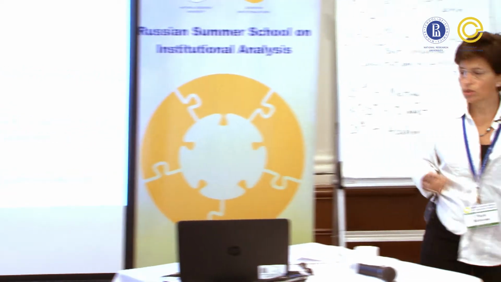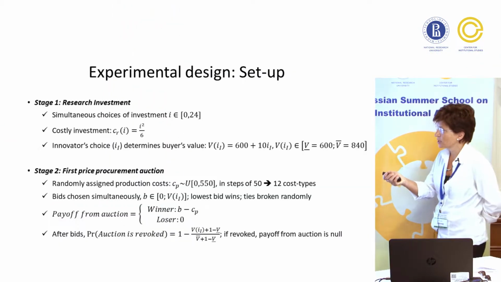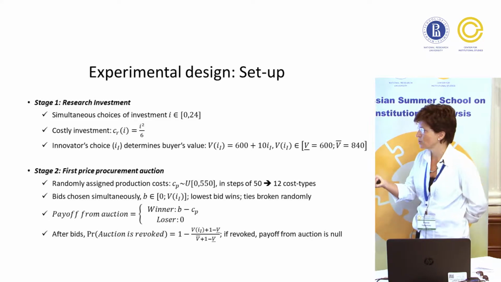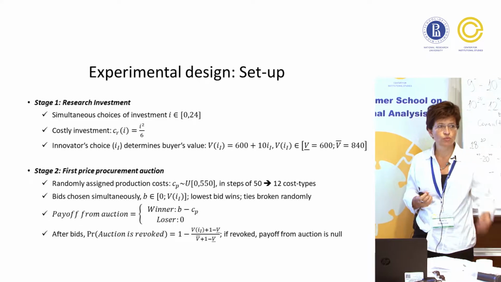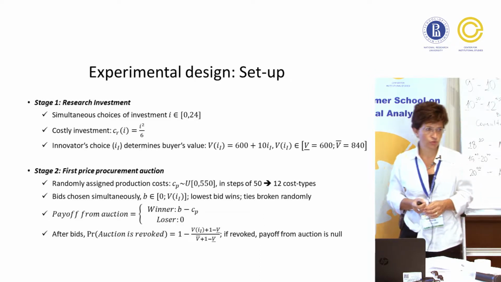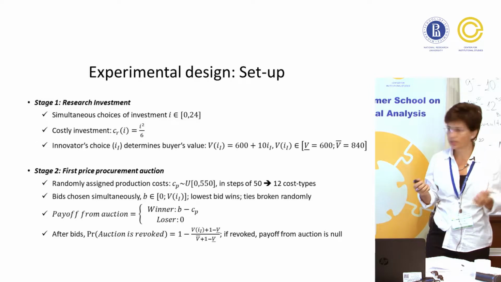Just to refer to what they see, this subject will see in the instruction. So in the first stage, they have to make a simultaneous choice about the investment, which should be, they should pick one number between 0 and 24. So 0 to 24 are the possible levels of investment, okay?